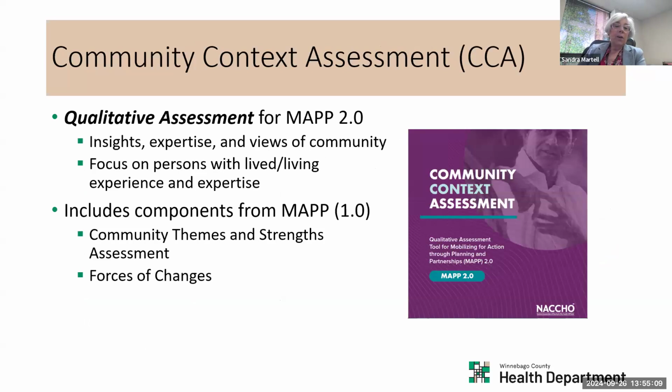So, we've kind of gone through this, and we probably don't need to go through this again. Our components from MAPP 1.0, really, we focused on the community themes and strengths. You heard about the built environment and forces of change, and we had included that. But this is that opportunity to get another data point, not only for your quantitative data, because sometimes your quantitative data isn't available and you need to do a deeper dive on some of those areas. Next slide, please.